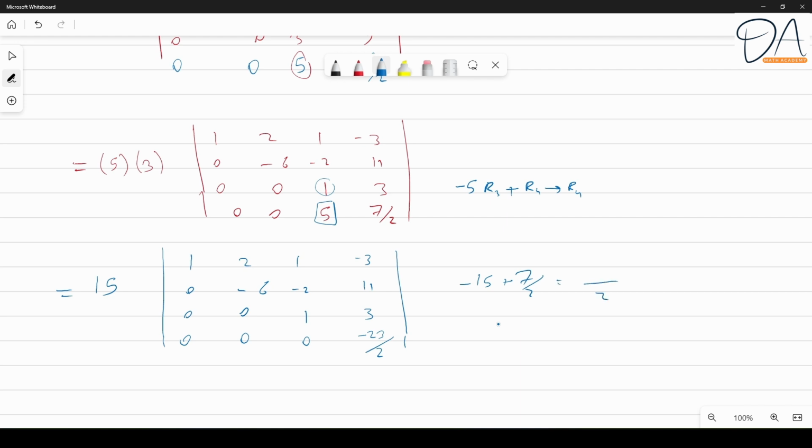It's like this, -15 plus 7/2. We have 2 as a common denominator. 2 times 15 gives us -30 plus 7. -30 plus 7 gives you -23/2. That's how we get -23/2.